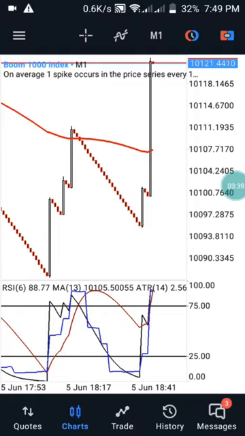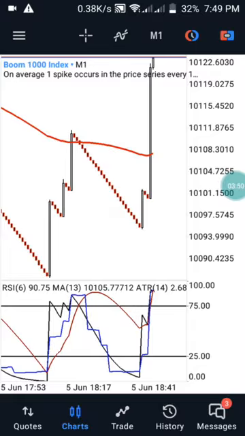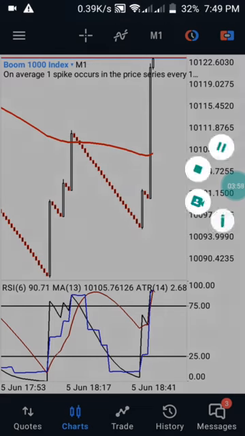Once it breaks it, anything above the moving average is going to be on a spike level. But in this strategy, it will help you identify the right time to enter your sell entry, and when it comes to Crash 1000, it will identify the right time to enter for buy. So let me explain to you guys on Boom 1000 how you can easily identify this.